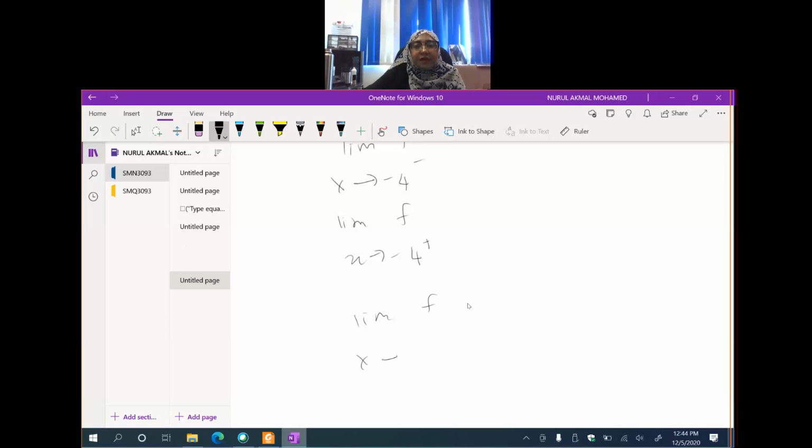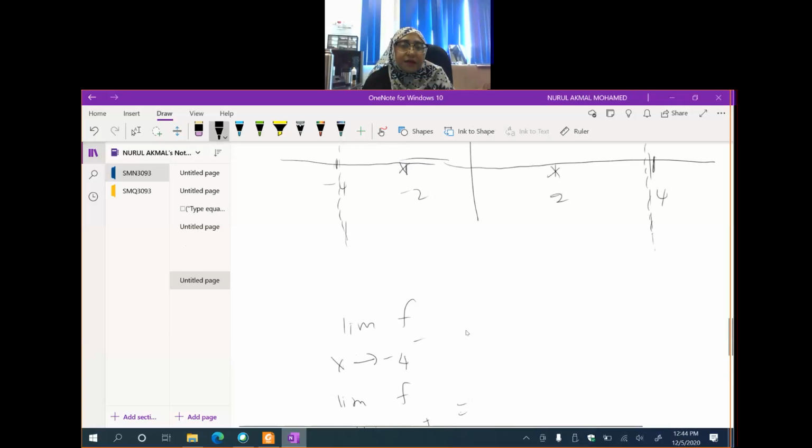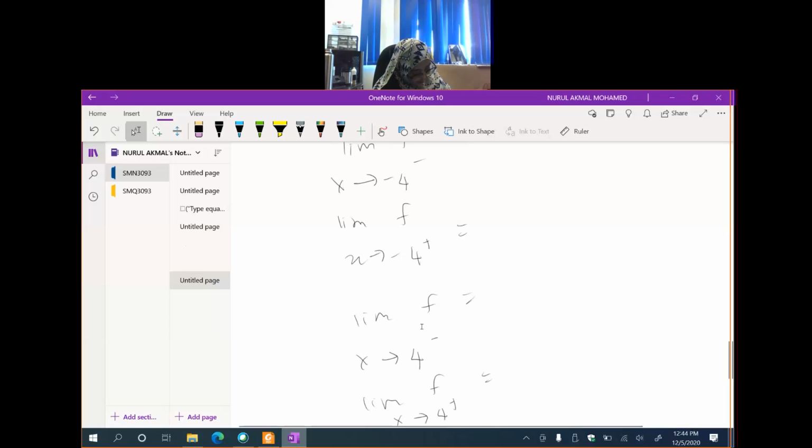Okay, limit of f as x tends to 4 from the left, and limit of f as x tends to 4 from the right. Okay, can you please check for me? For -4 from the left, you might want to substitute, let's say, -4.0001, and see what will be the value. Is it a negatively large number, or a positively large number, or does it tend to 0? Okay, can you please check for me?